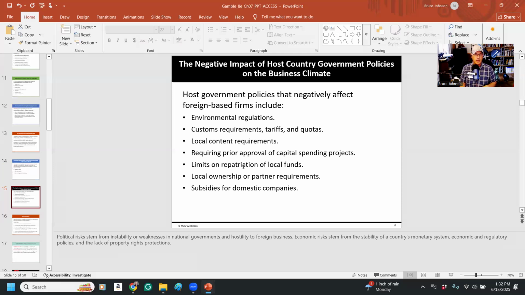Limits on repatriation of local funds, local ownership or partnership requirements, subsidies on domestic companies. So that would be the opposite of Walmart or Target and Cottonwood Bistro. The country or that government might be penalizing those trying to come into the country to operate, but they may incentivize a competitor to that business.